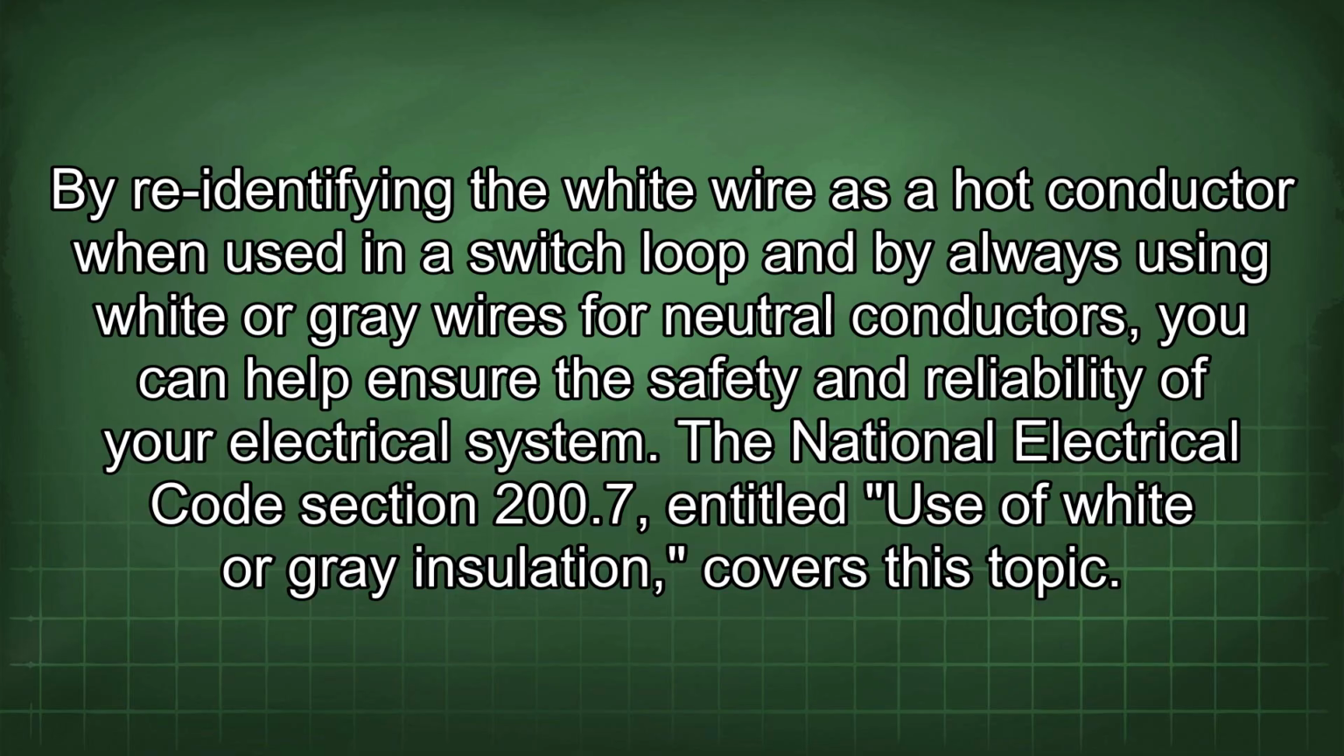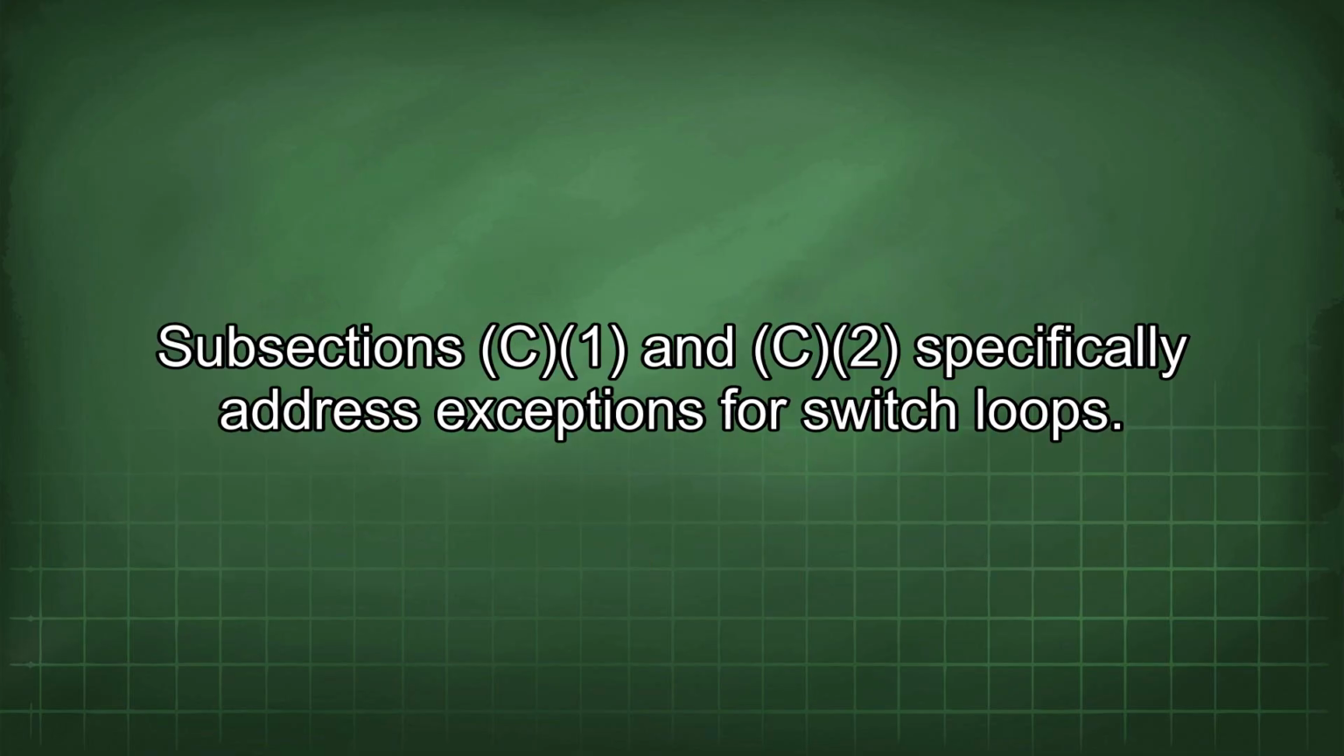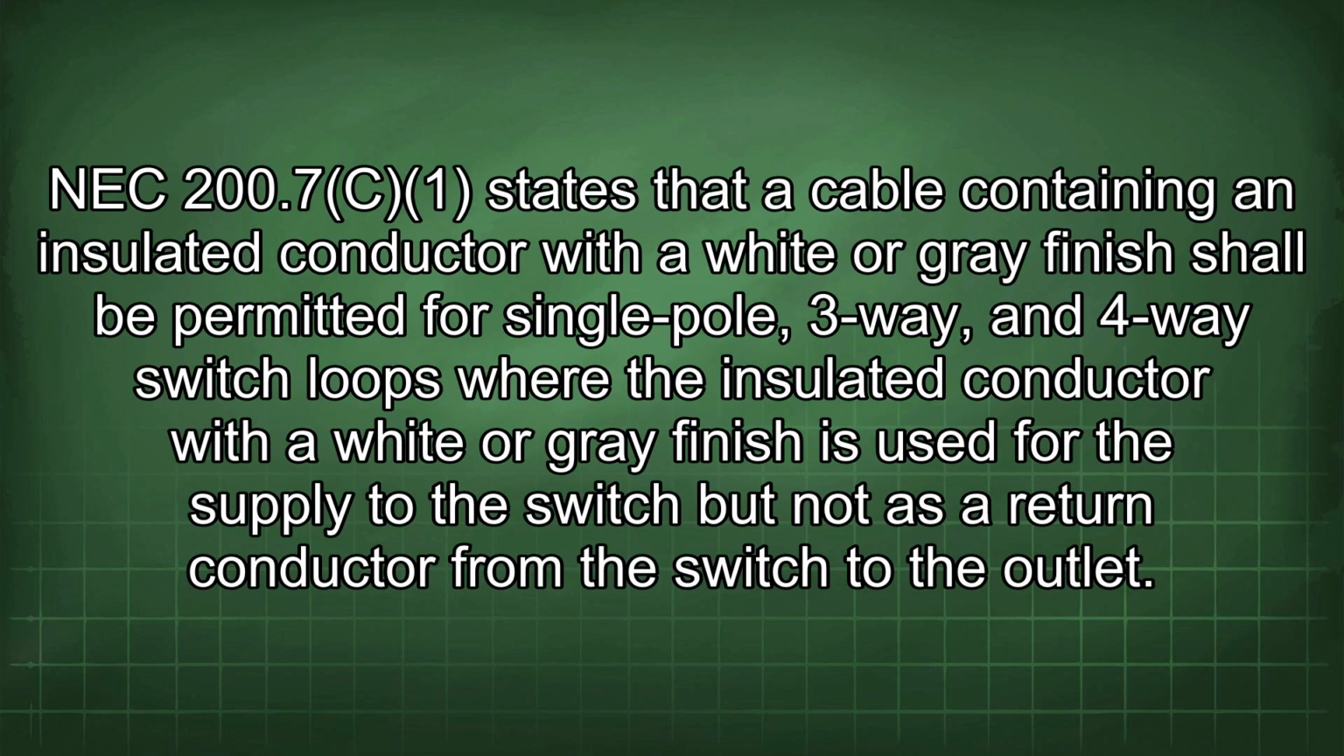The National Electrical Code Section 200.7, entitled Use of White or Grey Insulation, covers this topic. Subsections C1 and C2 specifically address exceptions for switch loops. NEC 200.7 C1 states that a cable containing an insulated conductor with a white or grey finish shall be permitted for single-pole, three-way, and four-way switch loops where the insulated conductor with a white or grey finish is used for the supply to the switch but not as a return conductor from the switch to the outlet.